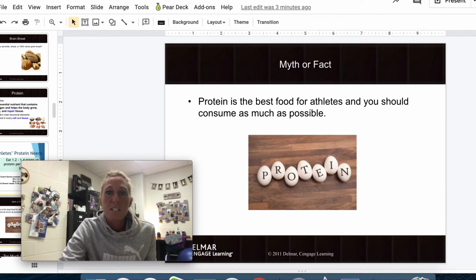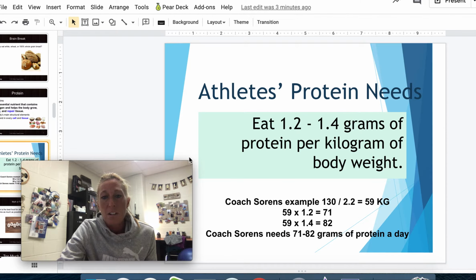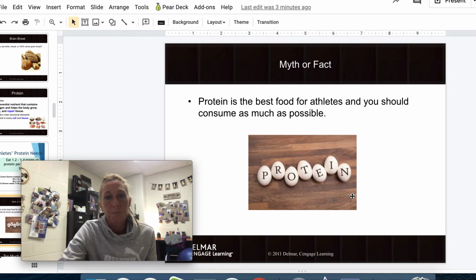Myth or fact, protein is the best food for athletes and you should consume as much as possible. There is a limit. Too much of anything is not going to be a good thing. So you being in this range that we just talked about right here, this is where you need to be. I don't need 100 grams of protein. It's not going to be better than me eating within my range between 70 and 80 grams of protein.